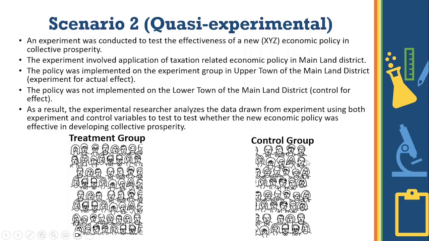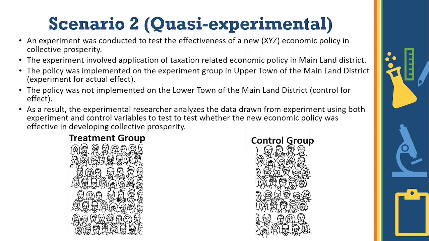And then the other group, the policy was not implemented on the lower town of the Midland District. The lower town is again another name I'm using here for the sake of practice, and the people who are living in the lower town of the mainland are the control group, the people that we would like to compare against to check the validity of our actual effect. Them not receiving the policy acts like the placebo in scenario one, except that they are not given any placebo. Instead, they will not be given that policy.